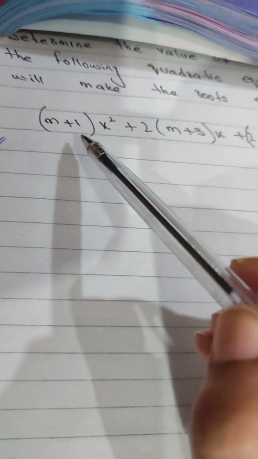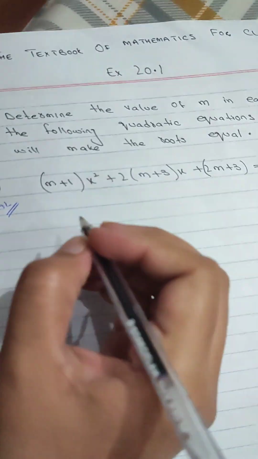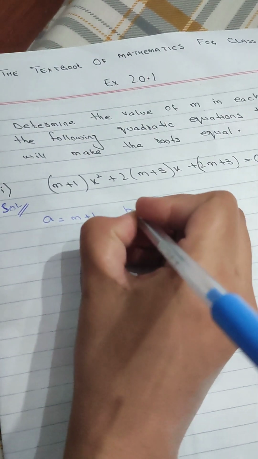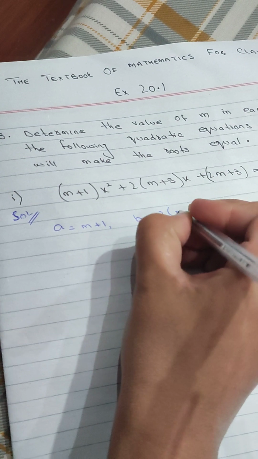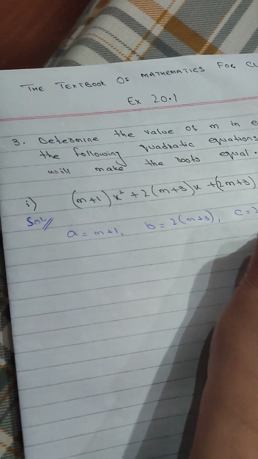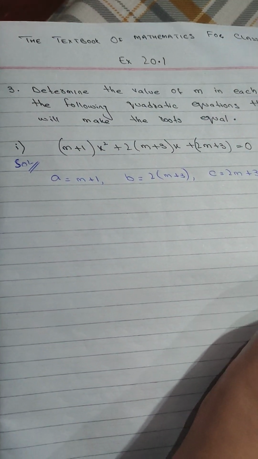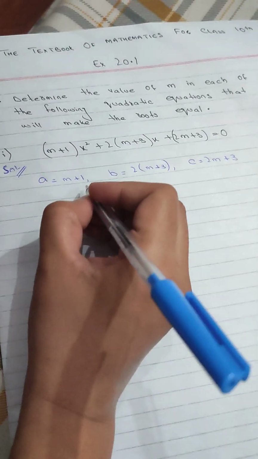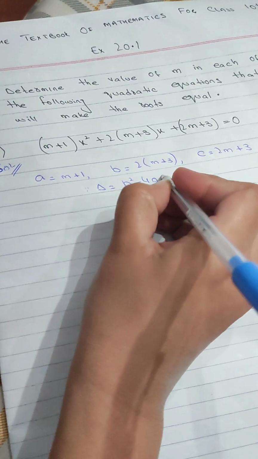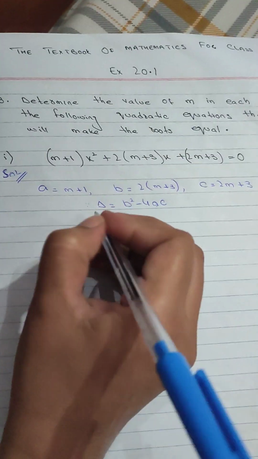In this quadratic equation, you can see a is m plus 1, b is 2m plus 3, and c is 2m plus 3. So let's write the values of a, b and c. This is a quadratic equation, so we can apply the formula of discriminant, which is delta is equal to b square minus 4ac. Let's put the values.